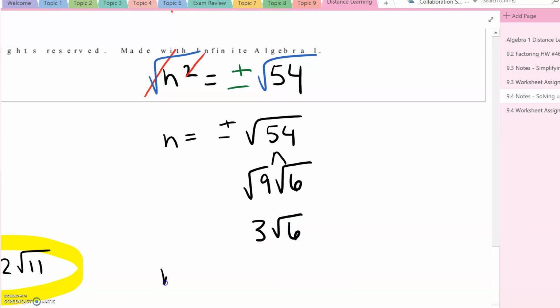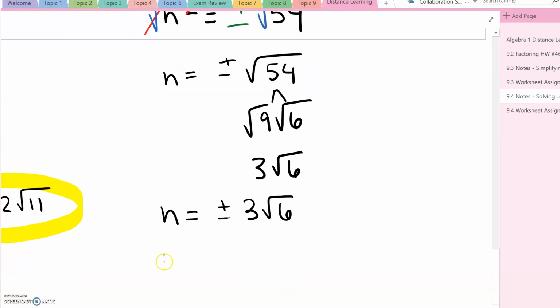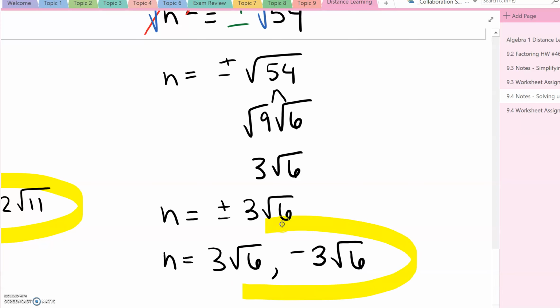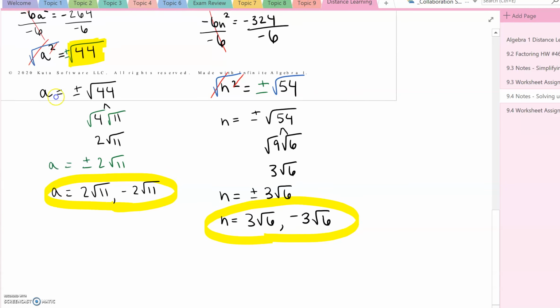So we get n equals plus or minus 3 square root of 6. If you don't like writing it like that because it only looks like one answer and it's really two answers, you can write it like this. So n is a positive 3 square root of 6 or a negative 3 square root of 6. All right, that's the end of our notes for this section.